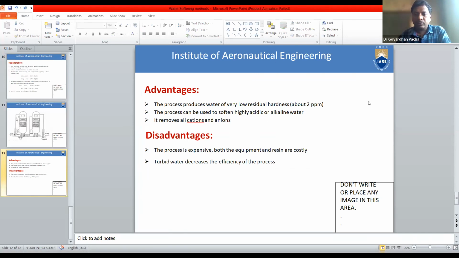Amma, now the ion exchange process is over. After the completion of the ion exchange process, next we enter into a desalination process as per our syllabus. And the example for a desalination process is the reverse osmosis.